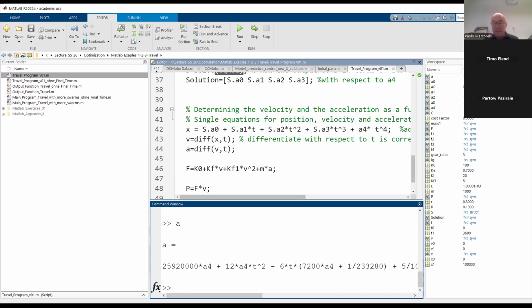Probably we can see a little bit better. Let me see. Where is it?